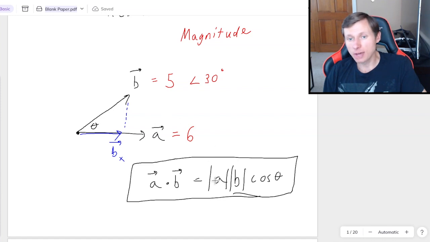The magnitude of A is 6. The magnitude of B is 5, because I'm ignoring the angle. That's one representation they can do.